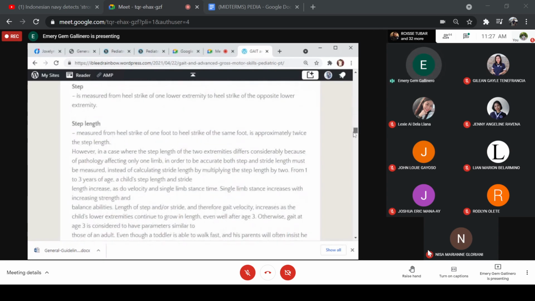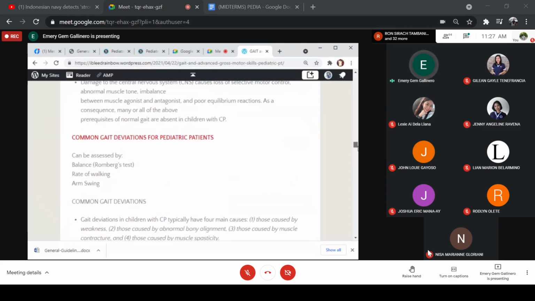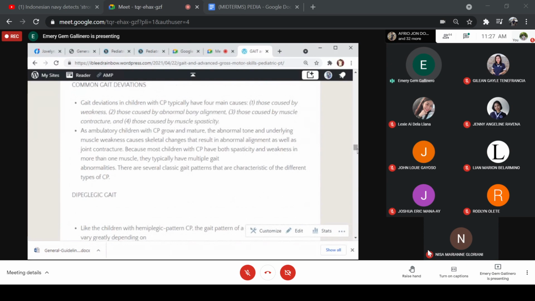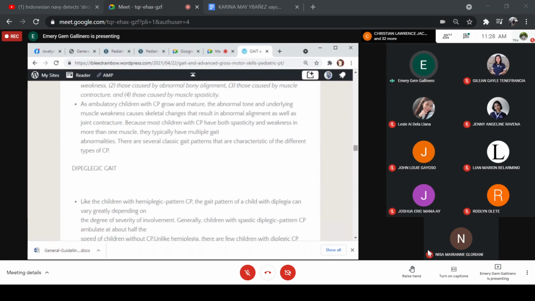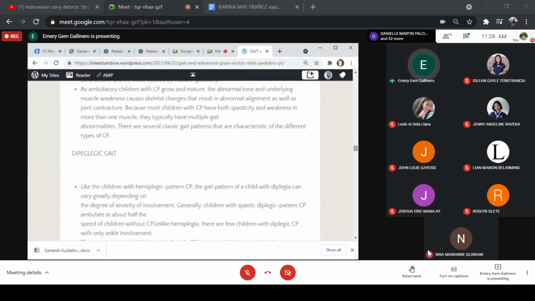Kaya hindi na nila maalsa, or either gina-circumduct na lang nila if naka spastic nga in extended position. Sige. And as ambulatory children with cerebral palsy grow and mature, the abnormal tone and underlying muscle weakness cause skeletal changes that result in abnormal alignment as well as joint structure. So usually, ang ilang gait, multiple gait abnormalities, it's not just one. So, isa gasimpon-simpon na. So here, these are the classic gait patterns and characteristics of the different types ng CP.